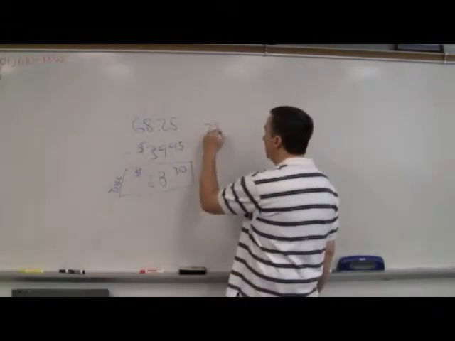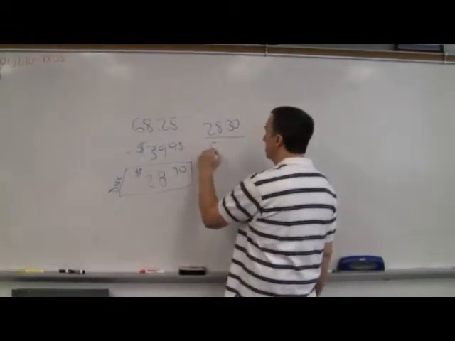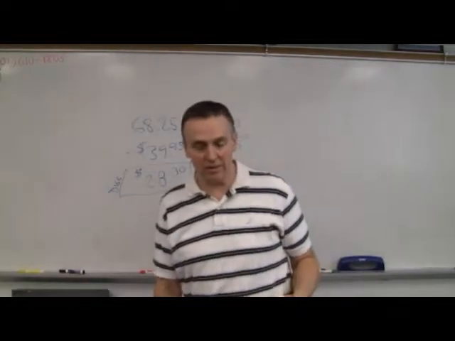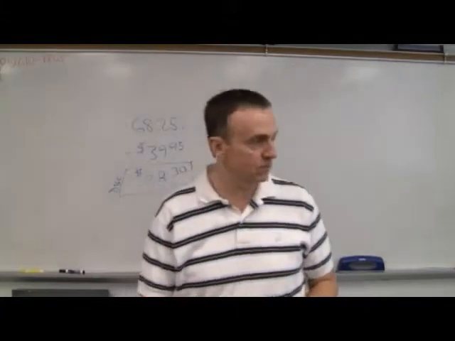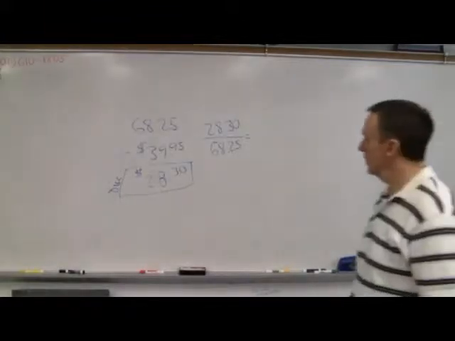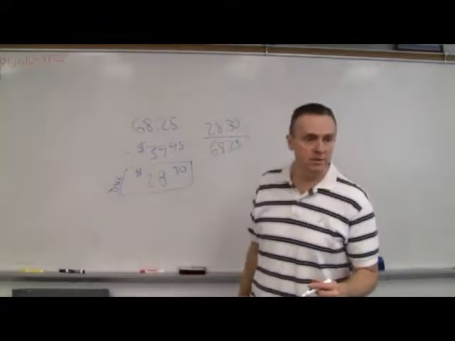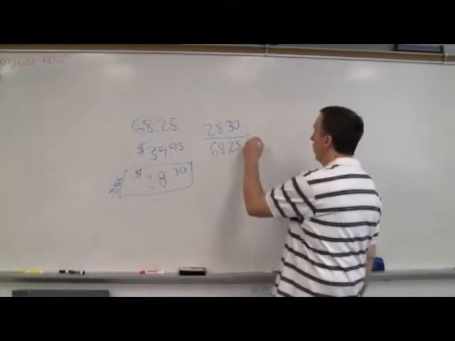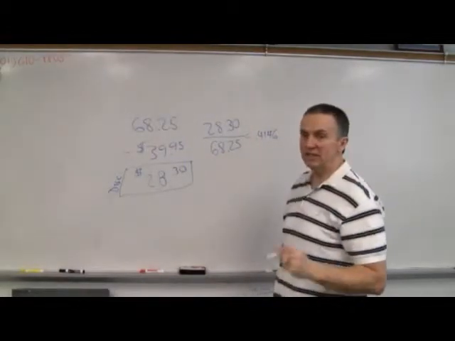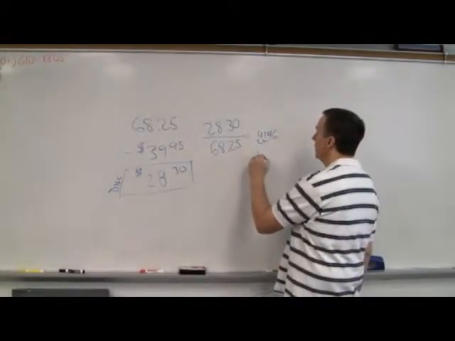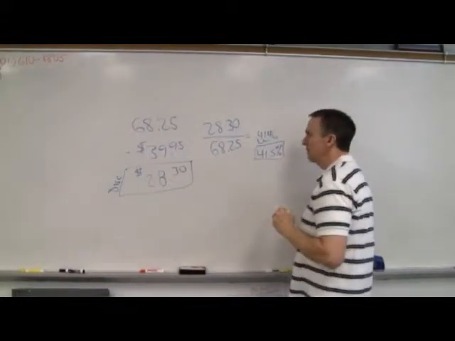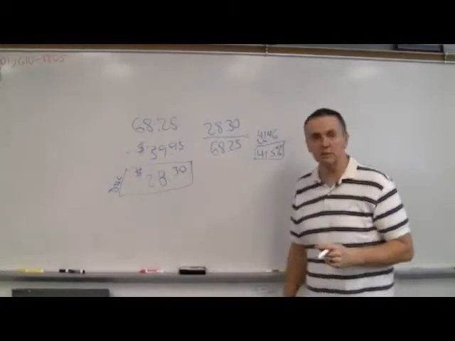So we take 28.30 over 68.25, and that tells us the discount rate. Does that make sense? What does that work out to be, calculators? 0.4146. If we round that to the nearest tenth, 41.5%. If it's to the nearest hundredth, it would be 41.46%, right?